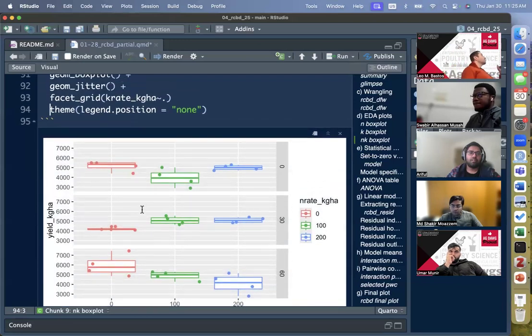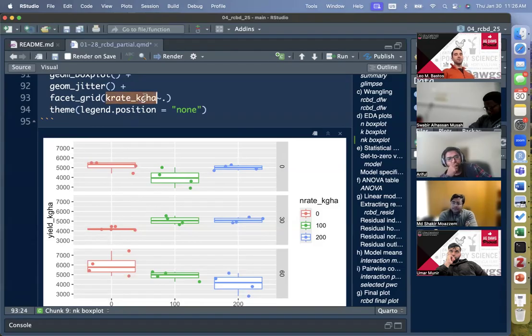This becomes even more helpful if your data has more variables that can help you explain. So let's say we had location. We would have 36 times 2, because we had 2 locations, so twice as many rows. You could do a facet grid where potassium rate was on one side and location was on the other. Basically you would have a matrix of plots where on the rows you had different potassium rates, and on the columns you had 2 locations.